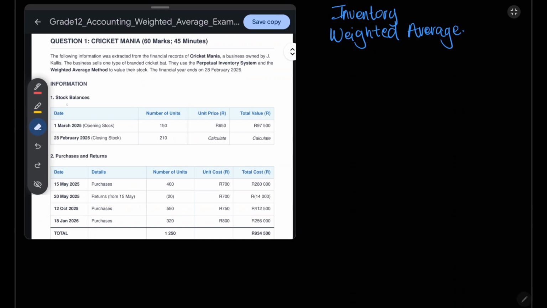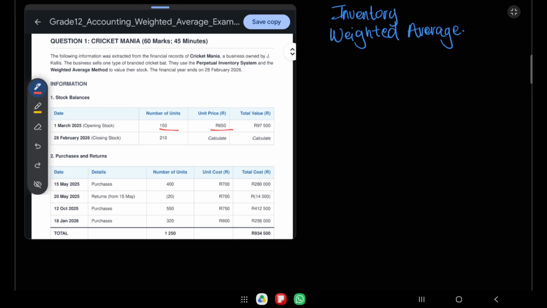Okay, so we have our information, we have our stock balances. On the 1st of March 2025, we have our opening stock. We have 150 units and 650. Let's try to make sense of these figures. Let's say 150 times 650, we get 97,500. So they've already done the calculations for us. This is the opening stock. So the closing stock, meaning the items that we hadn't sold, what we still have, we have 210 units. So we don't have the unit price. We also don't have the cost price. So we have to calculate that.